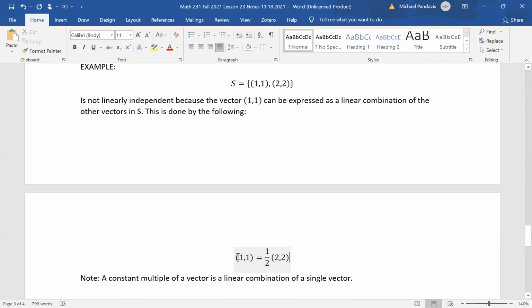Okay, and so now this set S is not linearly independent. We found a way to express one of its vectors as a linear combination of the other vectors in the set.